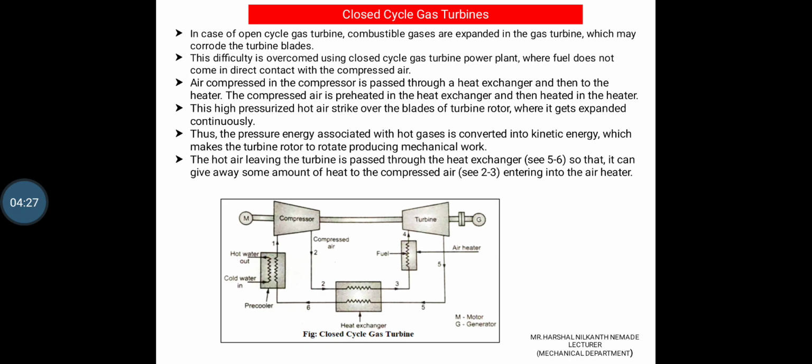This high-pressure hot air strikes the blades of the turbine rotor, where it gets expanded continuously. Thus, the pressure associated with the hot gases is converted into kinetic energy, which makes the turbine rotor rotate and produce mechanical work. The hot air leaves through the heat exchanger. You may see the figure. It gives away some amount of heat to the compressed air entering the air heater.